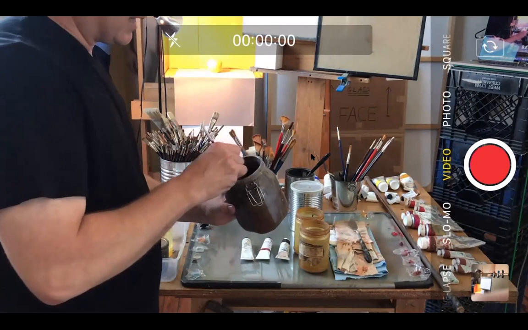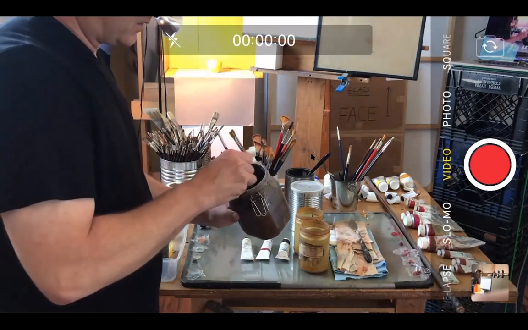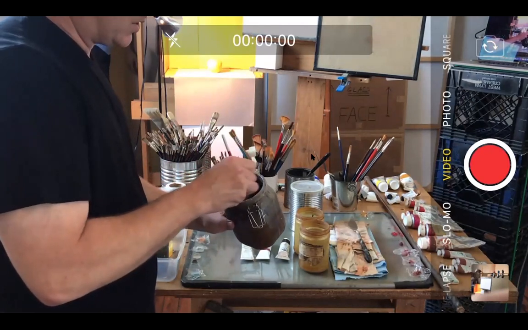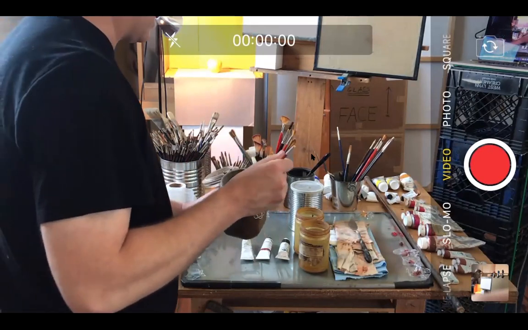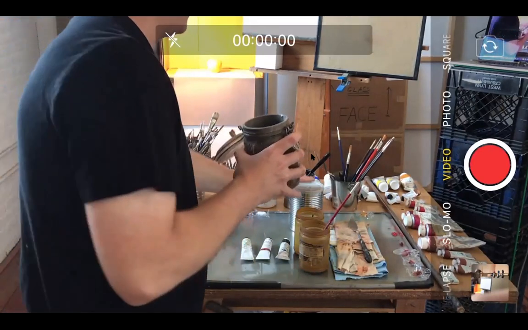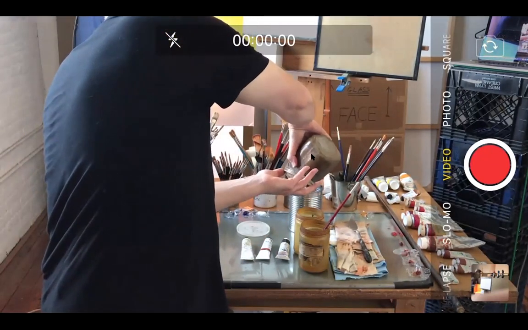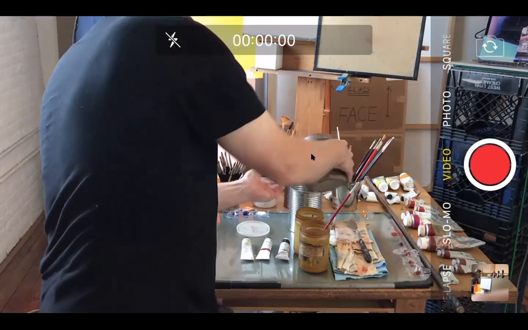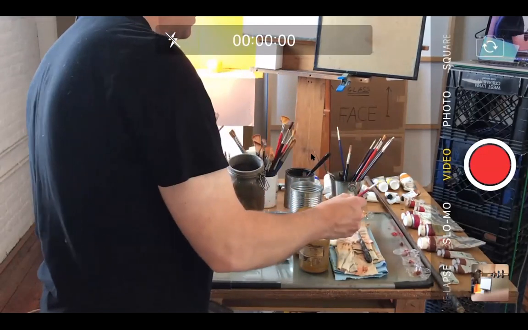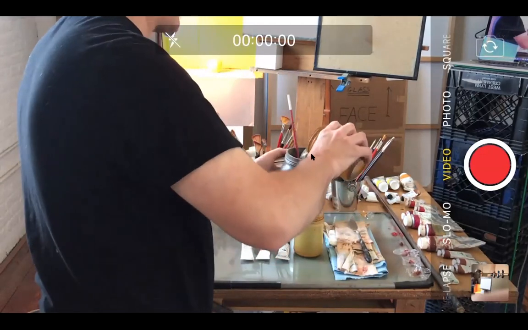I'm going to stir up the mud at the bottom of the jar with the small amount of mineral spirits that are left. And then I'm going to take that muddy mixture, dump that out, and then put the clean mineral spirits back in here.